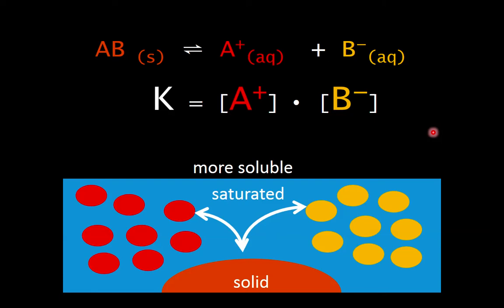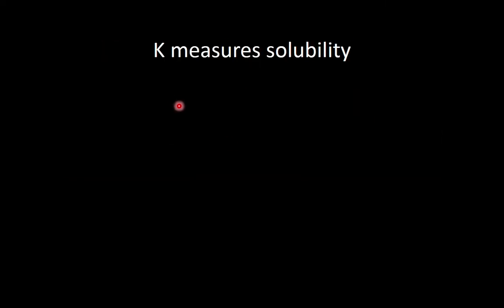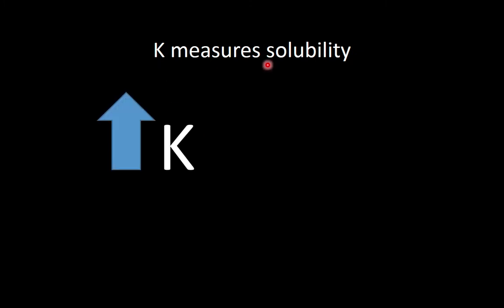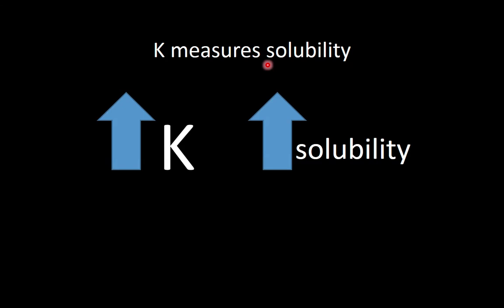Although this is the same exact equilibrium constant we've been talking about all along, we're using it to talk about how soluble a substance is. So one way of using the equilibrium constant is as a way to measure solubility. The relationship is, as the value of K increases, that means that the substance is more soluble in water. You can dissolve more of it in water.